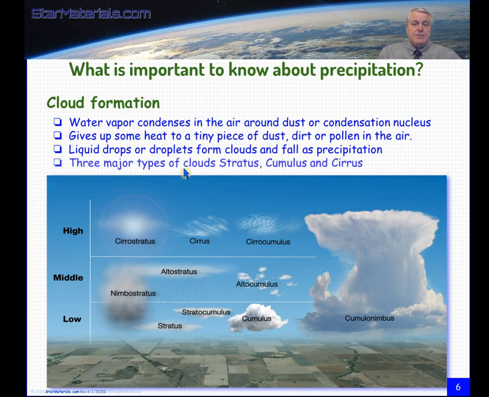There are three major types of clouds: Stratus, Cumulus, and Cirrus. Stratus, these long striated ones. Cumulus, and Cirrus, way up here.